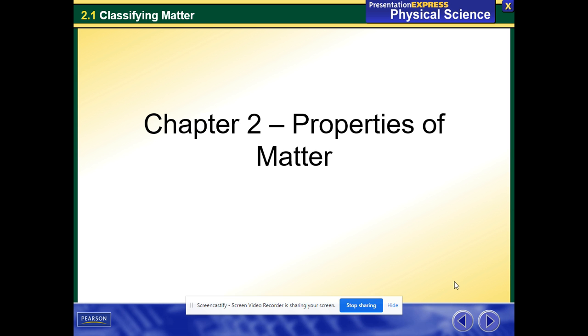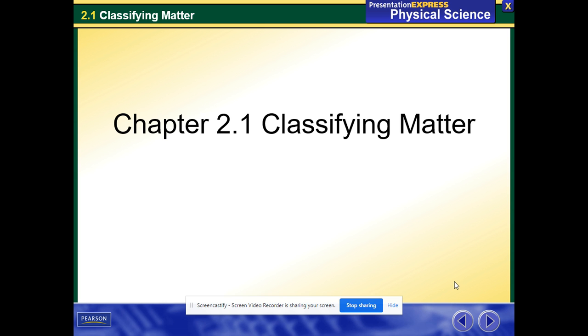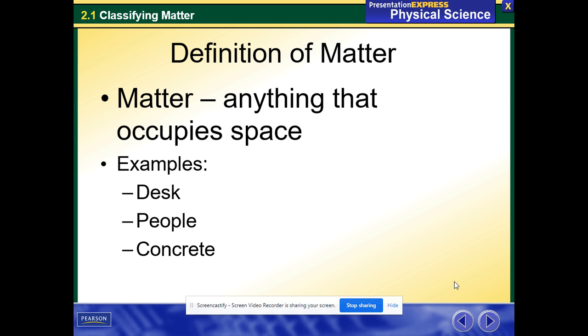This chapter is going to be the first chapter in our chemistry unit. Chemistry will take a majority of semester 1, and then we will move on to our physics unit. So let's go ahead and get started. Section 1 is all about classifying matter. Well, in order to classify matter, we have to define it.